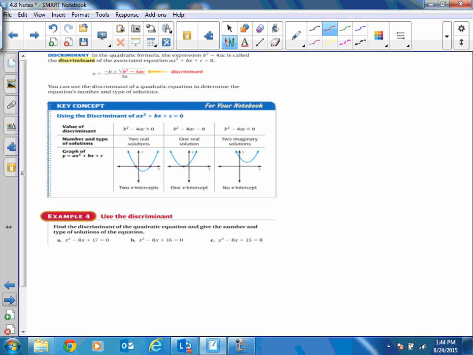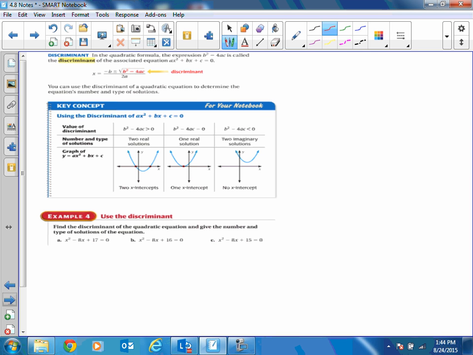So this graph pretty much just shows what we just said. The part underneath the radical is called the discriminant. It determines how many solutions you have and what type of solutions. For some reason, every year people mess this up on the test, and I don't think it's that difficult. You do b squared minus 4ac. If the part underneath the radical is positive, you have 2 real; 0, 1 real; and negative, 2 imaginary.